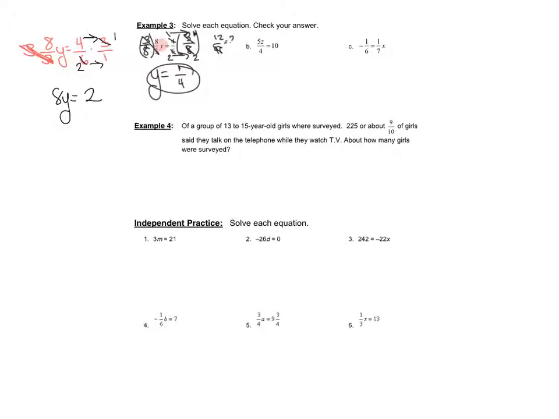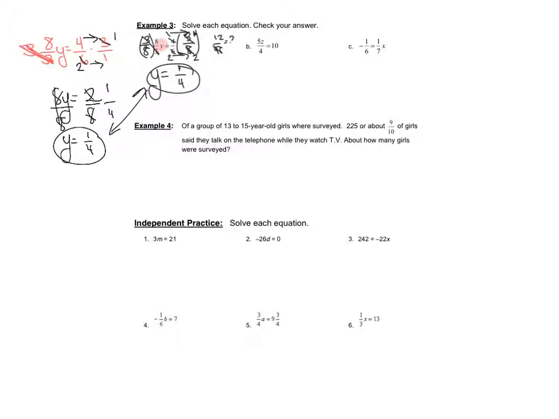Okay, now 8y equals 2, so to get y by itself, I would divide both sides by 8, and y equals 2/8, but I can't leave my answer that way because this can be simplified. I can divide both of those by 2, and I get y equals 1/4. So you really kind of have to find what works for you, because notice those are both the same answers.